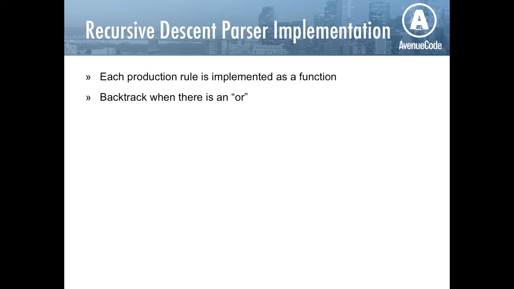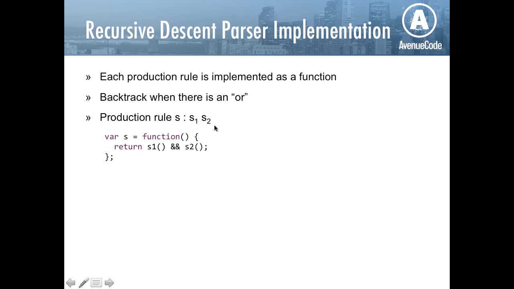Let's see the implementation now. So as I said, each production rule is implemented as a function, and we backtrack when there's an OR. So for a production rule with a sequence of symbols, let's say, for instance, S defined by S1, S2, where each one of these are non-terminals, so they are functions here. So S would be defined by this function. It is a function that returns a call to S1 and S2.